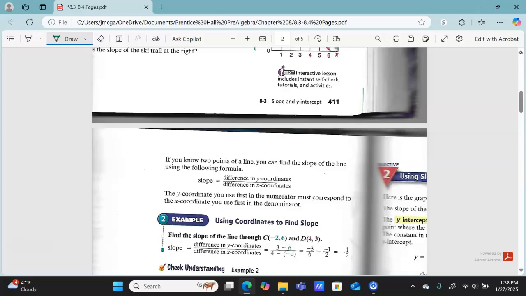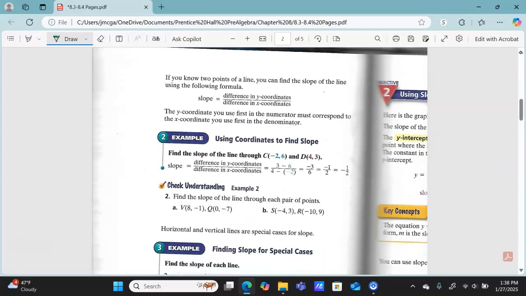What if you know 2 points on the line? Then you can find the slope because the slope is the difference between the y coordinates over the difference in the x coordinates. So here's x, y, x, y. We're going to take 3 minus 6 and 4 minus negative 2. That becomes positive. So 3 minus 6 is negative 3. 4 plus 2 is 6. So we get negative 1/2. I will write it like this because I want that negative with my numerator.